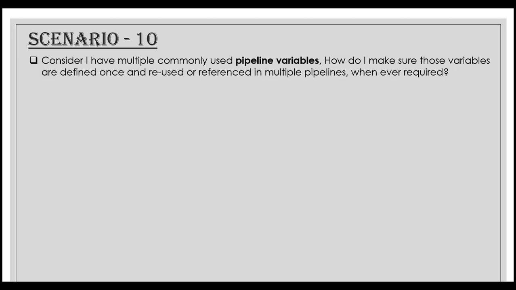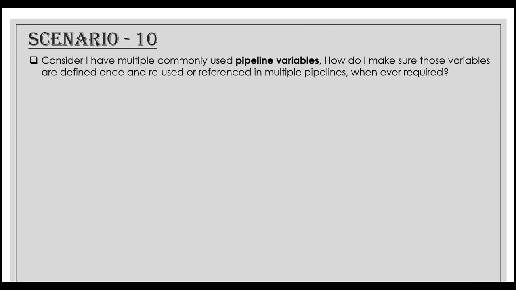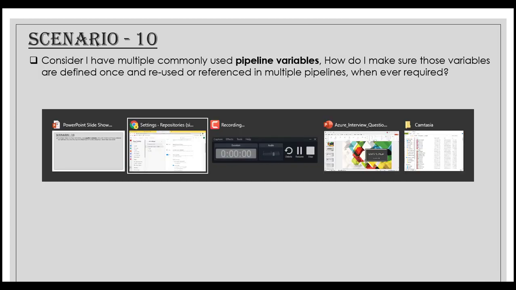Scenario 10. Consider I have multiple commonly used pipeline variables. This could be a build pipeline also, or it could be a release pipeline also. How do I make sure those variables are defined once and reused or referenced in multiple pipelines whenever required? So understand this question, we have pipeline variables. There are multiple pipeline variables which are commonly used across multiple pipelines. So one way is you go and define those pipeline variables in the pipeline section manually, but that is very clumsy. Okay, so you're talking about automation and doing manual things again and again for commonly used tasks.